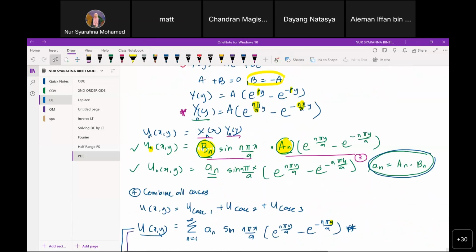In order to get u(x,y), since here we have un, you can combine everything. Then in order to omit that n, we put the summation there. Then we have u(x,y) equals u of case 1, this is 0, plus u of case 2, this is 0, plus u of case 3. So this is your case 3. Any question up to this point? Everyone understand?